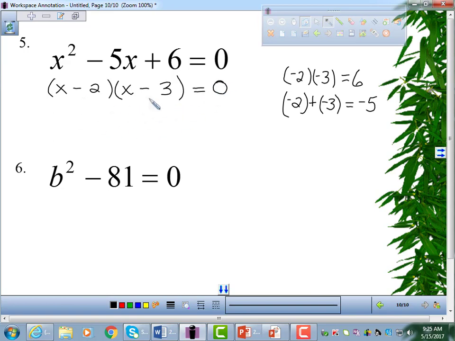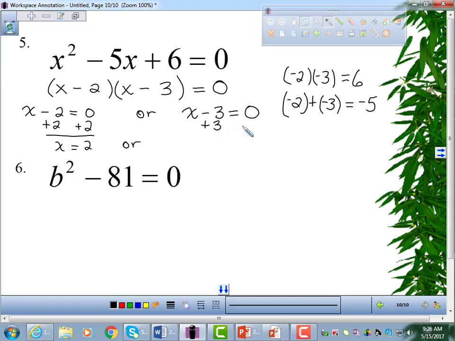In order for two things to be multiplied and equal 0, either this x minus 2 needs to be a 0, or the x minus 3 needs to be a 0. So set each factor equal to 0, and then solve. The opposite of subtracting a 2 is to add a 2. The opposite of subtracting a 3 is to add a 3.